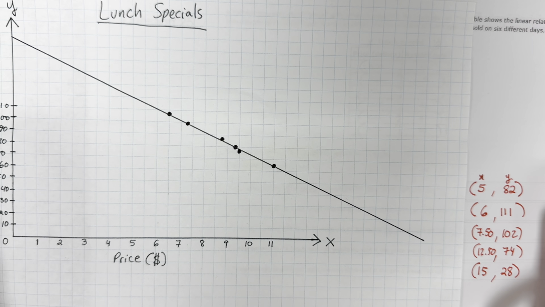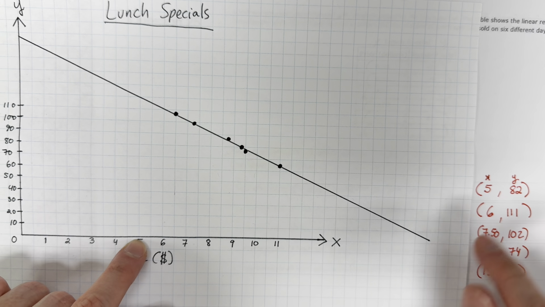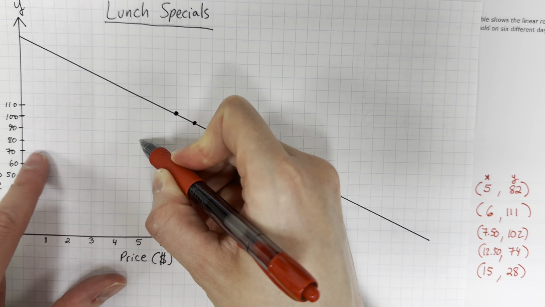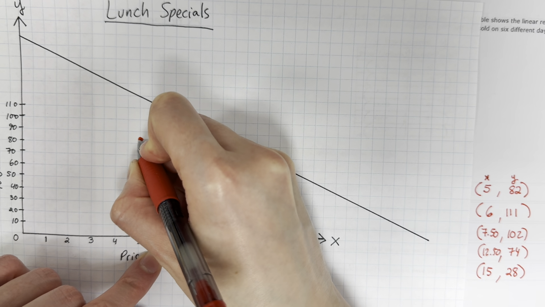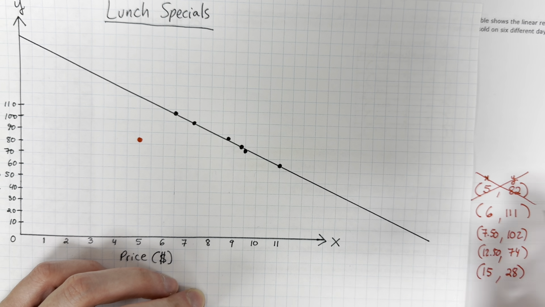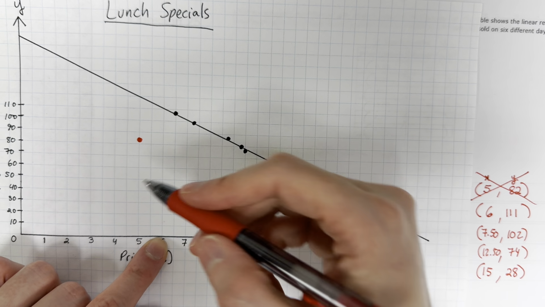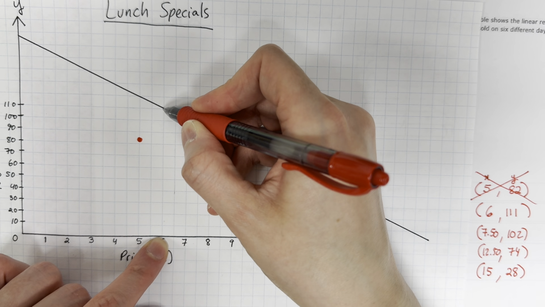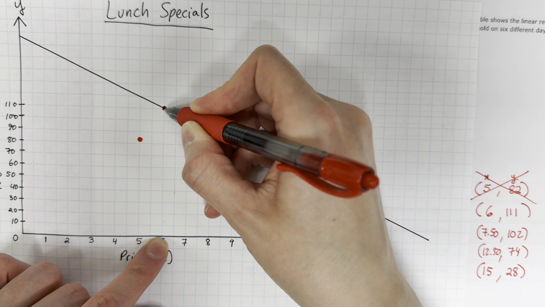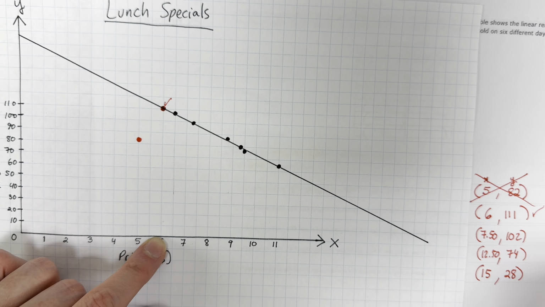Here we go. 5, 82. So $5, that's going to be right here. 82 is going to be right here. What do you think about that? Is that touching the line or close to the line? No, so this is not good. Let's go ahead and try the next one. 6, 111. That's going to be a little more than 110. That looks like that could work, actually. I think that one's a good one. I'm going to put a little check there.